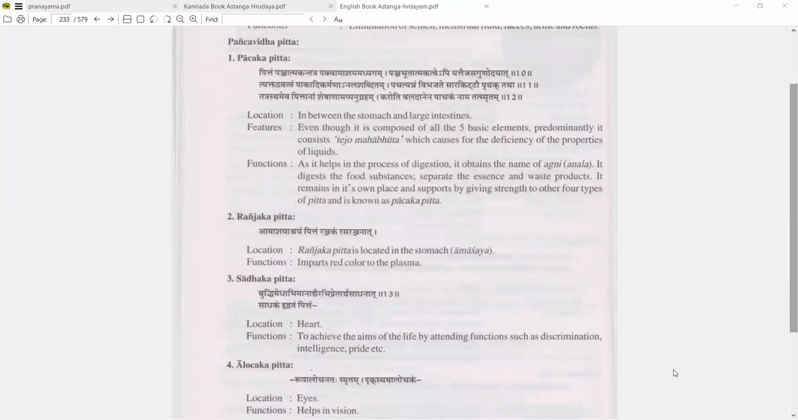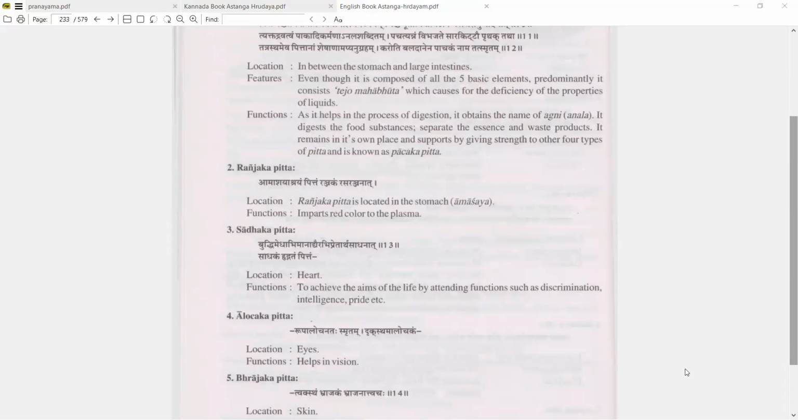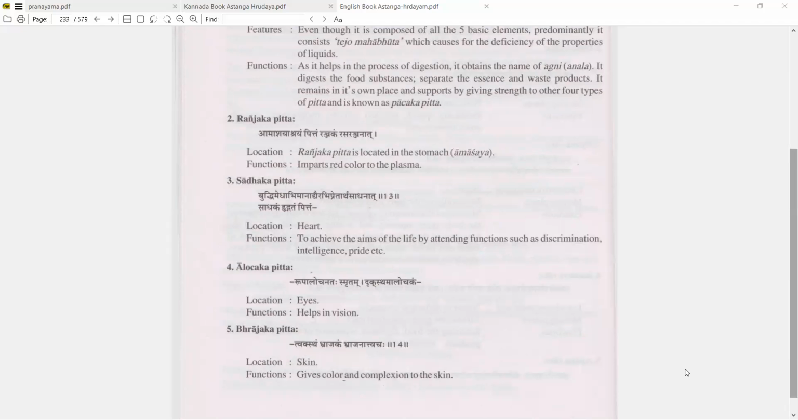Ranjaka Pitta. Location: stomach, Amashaya. Functions: imparts red color to the plasma. Sadhaka Pitta. Location: heart. Function: to achieve the aims of life by attending functions such as discrimination, intelligence, pride, etc. Alochaka Pitta. Location: eyes. Function: helps in vision. Bhrajaka Pitta. Location: skin. Functions: gives color and complexion to skin.